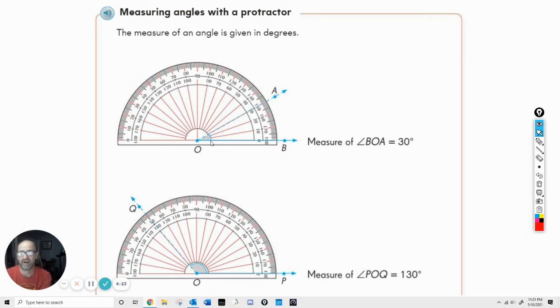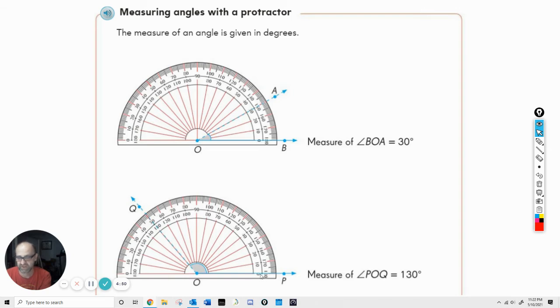You line up the vertex with this center point of your protractor, and then you make sure one ray in your angle lines up with 0, and then you count from that 0 up to the other ray in the angle. In this case, it's 10, then 20, then 30. Measure of BOA is 30 degrees, not 150. 150 would mean an angle right there, okay?